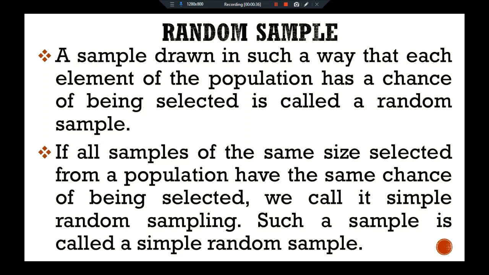For example, if we are interested in selecting 5 students from a class of 50, we write each of the 50 names on a separate sheet or a piece of paper. Then we place all 50 slips in a box and mix them thoroughly. Finally, we randomly draw 5 slips from the box. The 5 names drawn give us a sample that is a random sample.